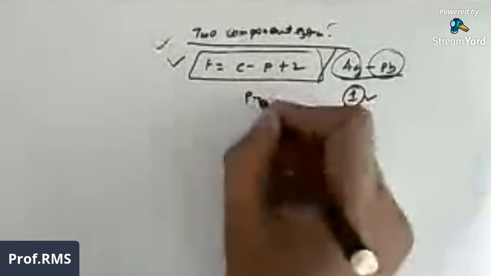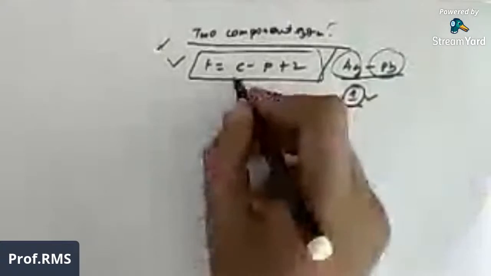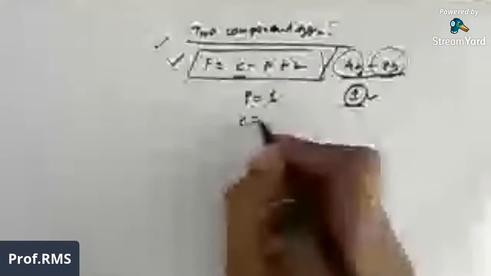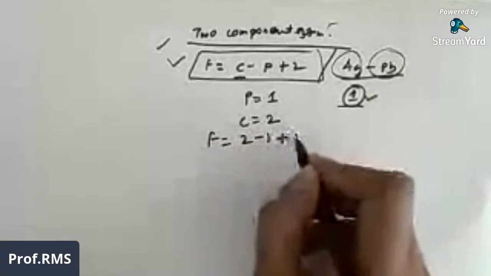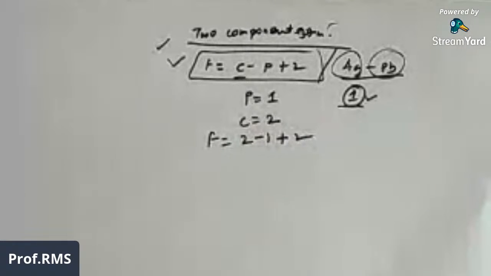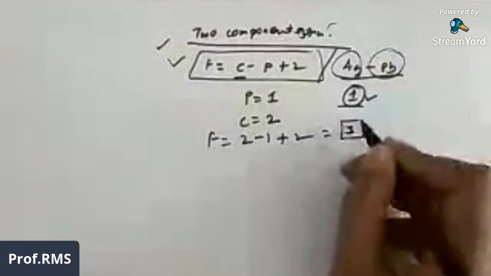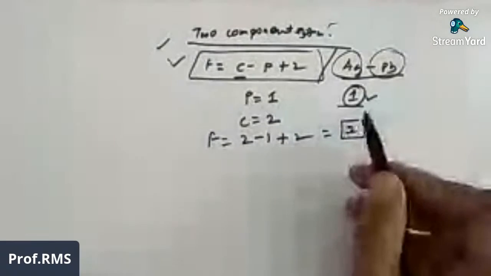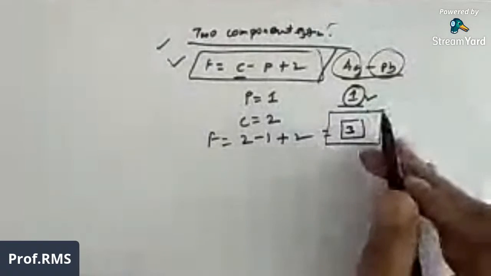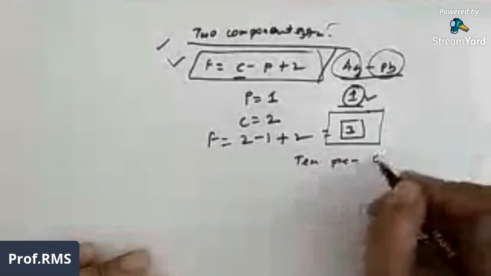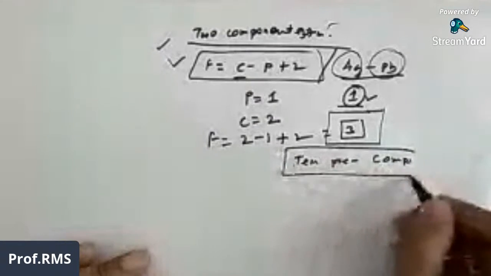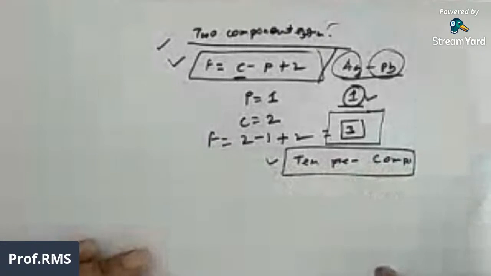Suppose we have P is equal to 1. We know that it is a two component system, therefore we have two components. So F is equal to 2 minus 1 plus 2. The maximum number of degrees of freedom will be 3. So if the degree of freedom is 3, then temperature, pressure and composition, all these three variables are required to describe the condition of the system.